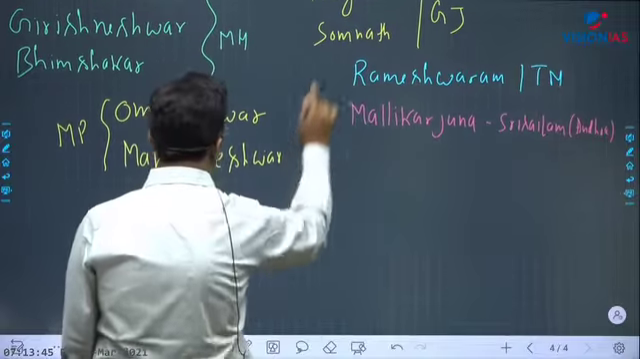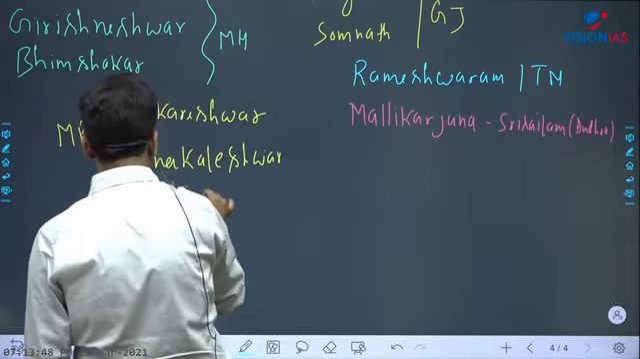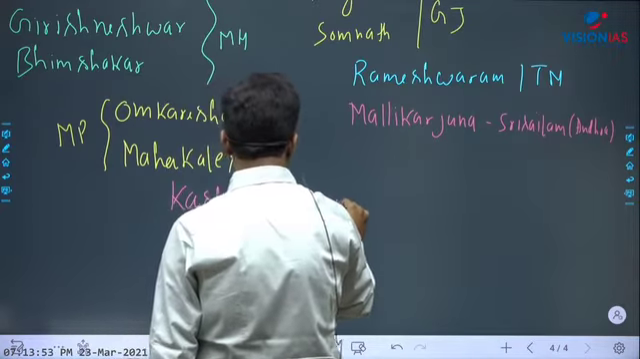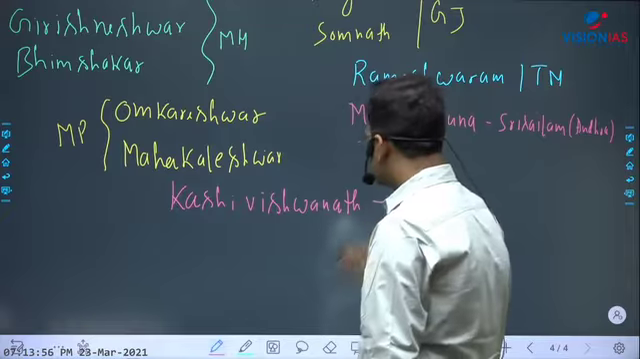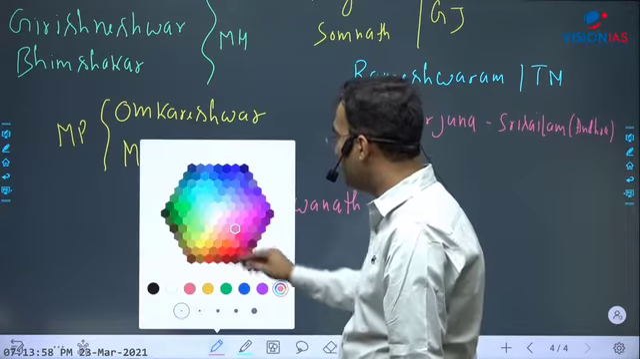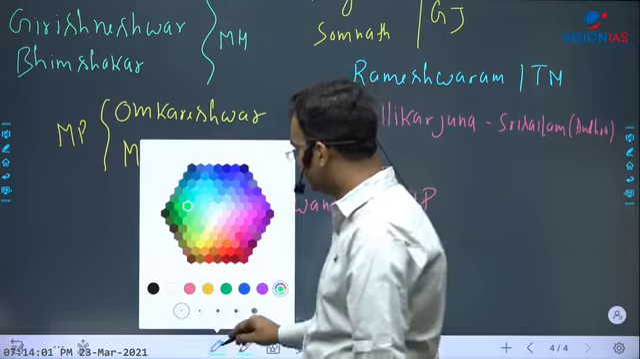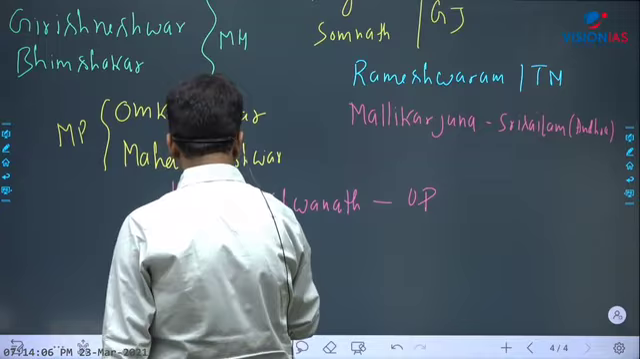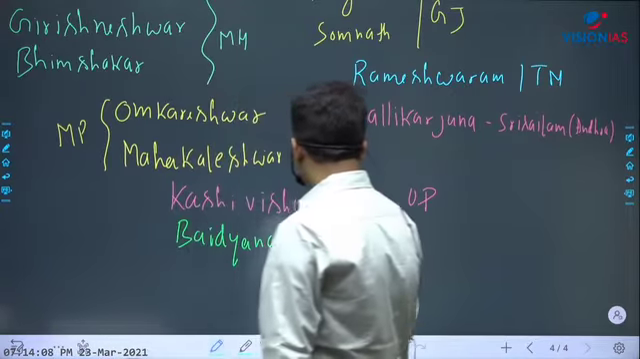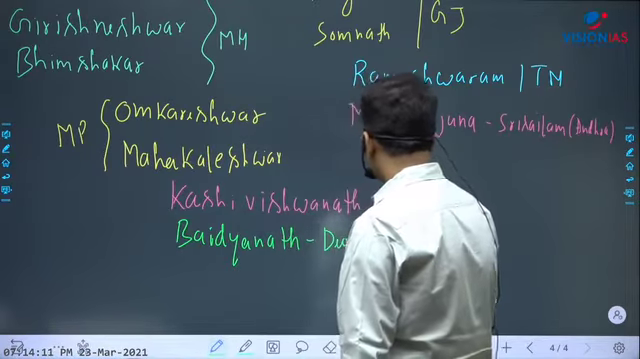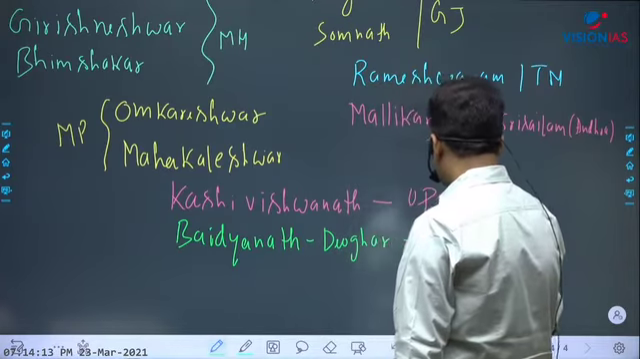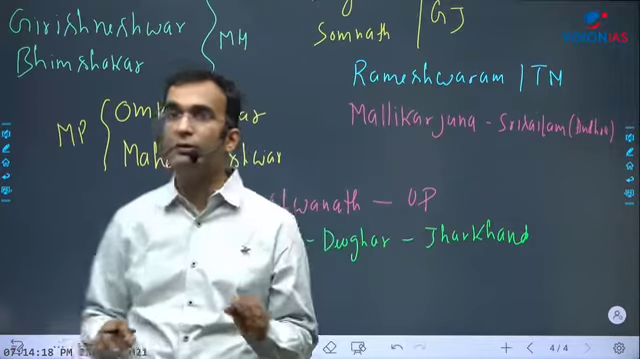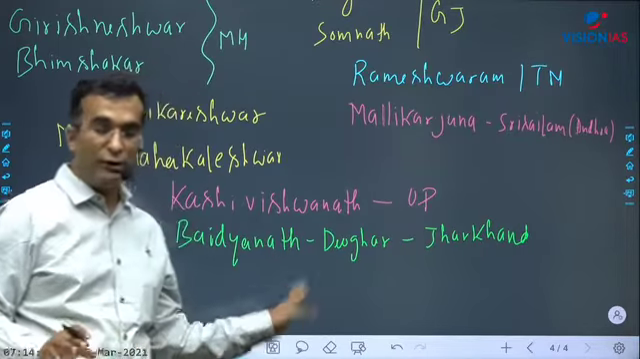And then Kashi Vishwanath, UP, that is Varanasi. And then the last one, some of you have quoted Baidyanath, that is Deoghar in Jharkhand. So these are the 12 Jyotirlingas, and it is a request that all of you must remember these 12 Shiv Jyotirlingas.